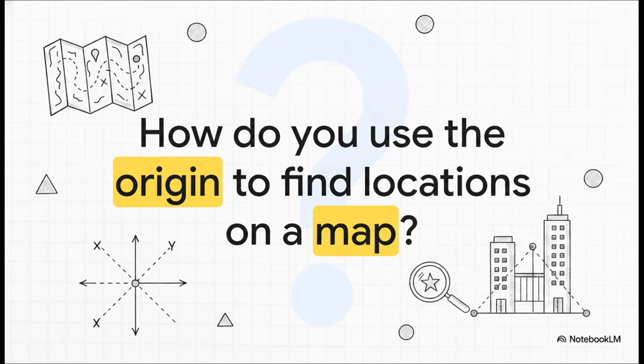To wrap things up, I want to leave you with this provocative thought. If someone handed you a map of a totally unfamiliar city, laid out completely on a coordinate grid, how would you use the origin and ordered pairs to figure out the exact spatial relationship between two specific landmarks? Take a little time to think about how you can apply these spatial detective skills to the real world.